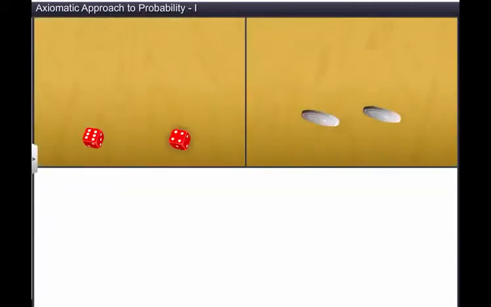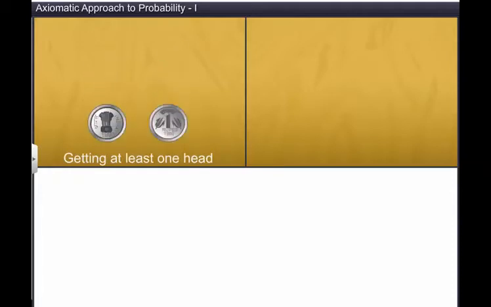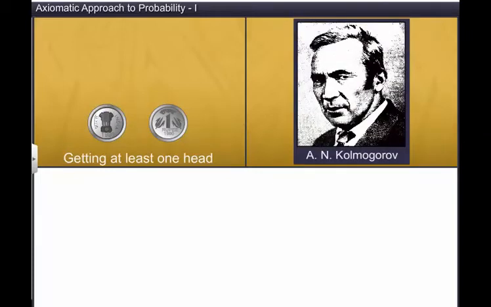Neither theory can be applied to experiments that have an infinite number of outcomes. Furthermore, in the classical as well as the statistical theory, it is assumed that all the outcomes are equally likely. That is, the outcomes are equally probable. This is logically incorrect. For example, the event of getting at least a head in an experiment of tossing two coins simultaneously. Therefore, A.N. Kolmogorov, a Russian mathematician, developed a new theory of probability in 1933.